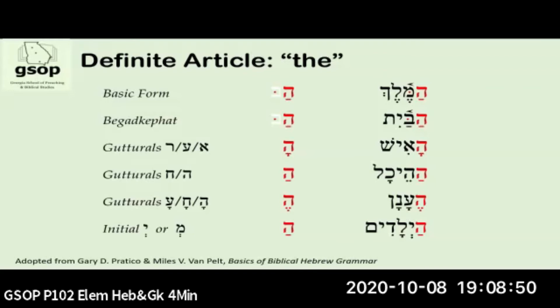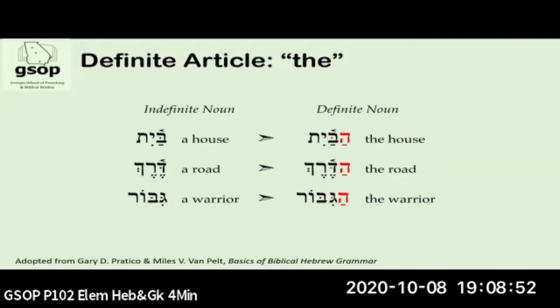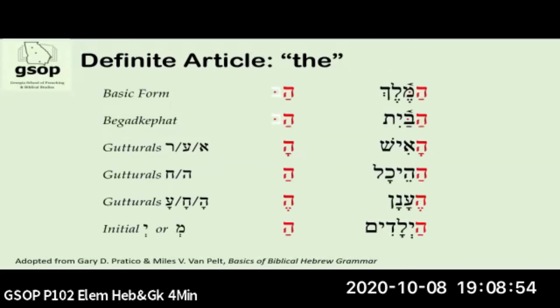Okay, thoroughly confused everybody. What you want to know is that if there's a hey in front of it, it's probably the article. So if you have a vav and then a hey and then the word melech, vahamelech, guess what? It's and the king. You had a conjunction and the article and the word. Vahamelech is and the king.